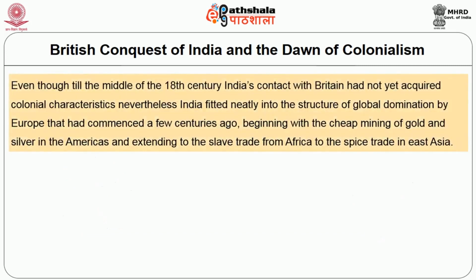Thus, even though till the middle of the 18th century India's contact with Britain had not yet acquired colonial characteristics, nevertheless India fitted neatly into the structure of global domination by Europe that had commenced a few centuries earlier, beginning with the cheap mining of gold and silver in the Americas and extending to the slave trade from Africa and the spice trade in East Asia.